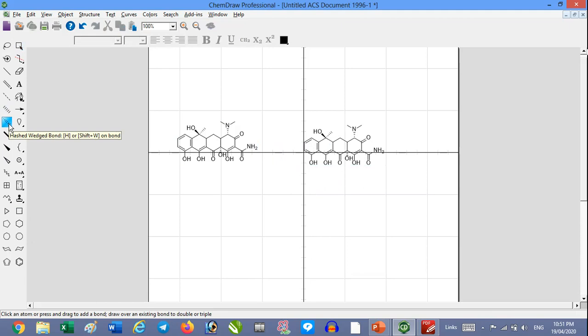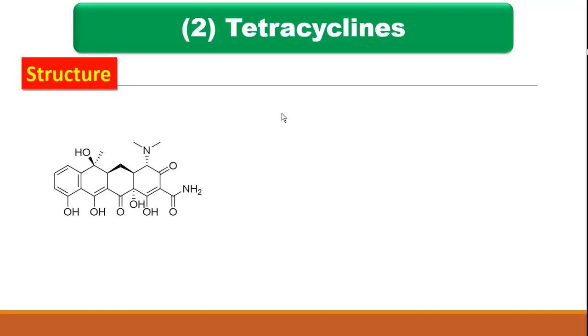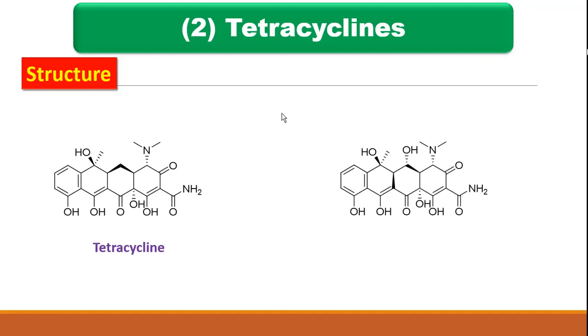So nothing to worry. Here in the middle ring you just put one OH group. This is called oxytetracycline. This is called tetracycline. So the tetracycline structure is this one, and the oxytetracycline structure is this one.